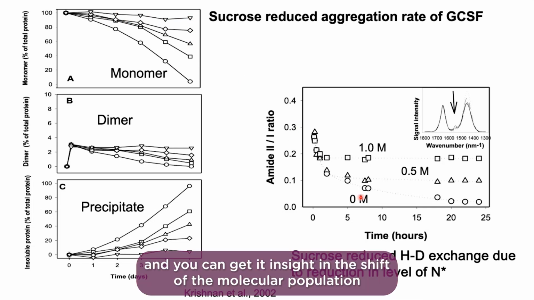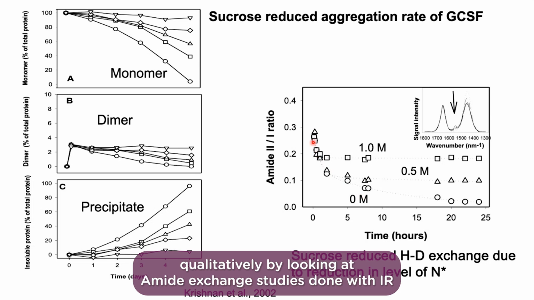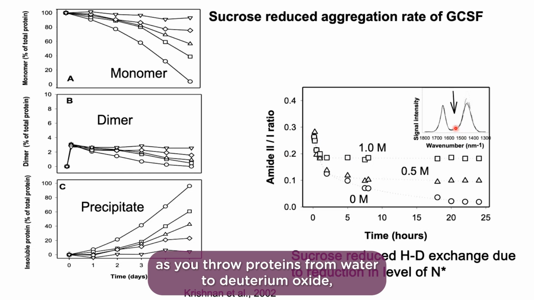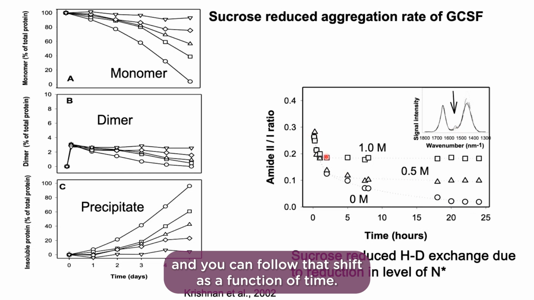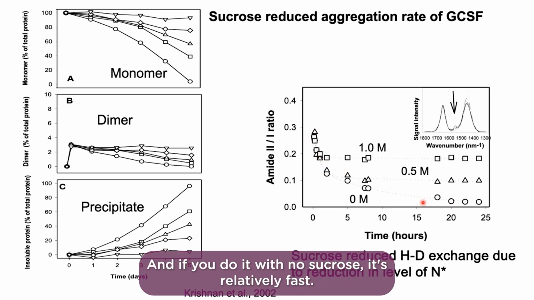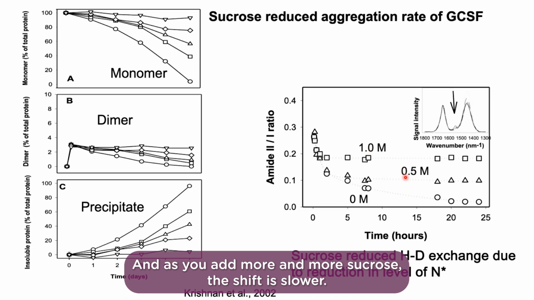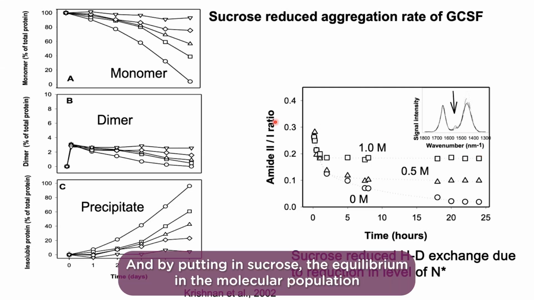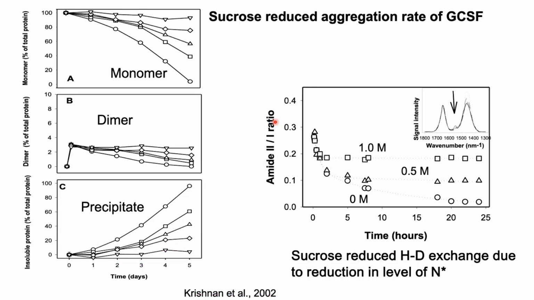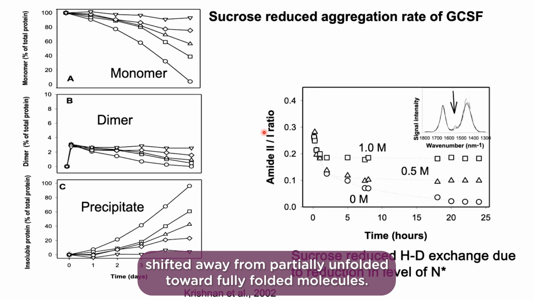And you can get an insight into the shift of the molecular population qualitatively by looking at amide exchange studies done with IR. As you move proteins from water to deuterium oxide, as the protein has deuterium exchanged for hydrogen, you shift this one band, and you can follow that shift as a function of time. If you do it with no sucrose, it's relatively fast. And as you add more and more sucrose, the shift is slower. That's because the exchange occurs from partially unfolded molecules. And by putting in sucrose, the equilibrium in the molecular population shifted away from partially unfolded toward fully folded molecules.